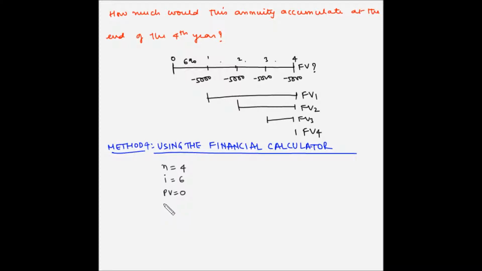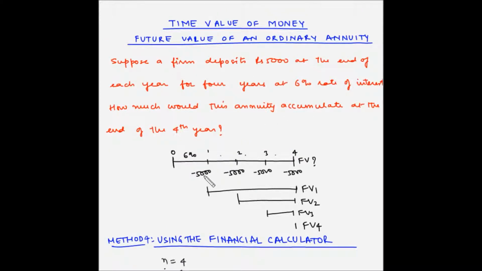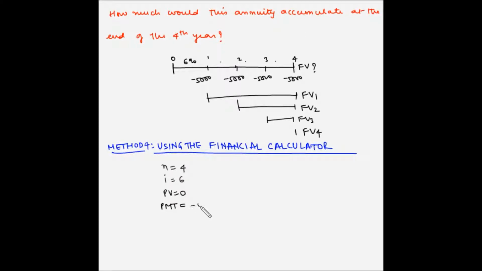So in case of annuity, we are making regular payments, so we consider the button PMT, and this in our case is minus 5,000. So we are considering minus 5,000 because this is an outgoing amount from our pocket, and while using financial calculators we should enter the sign, and then we have to find out what is the future value.